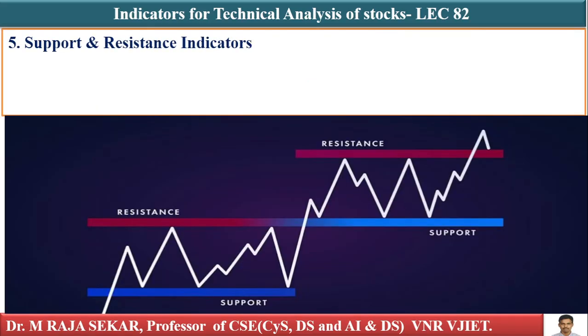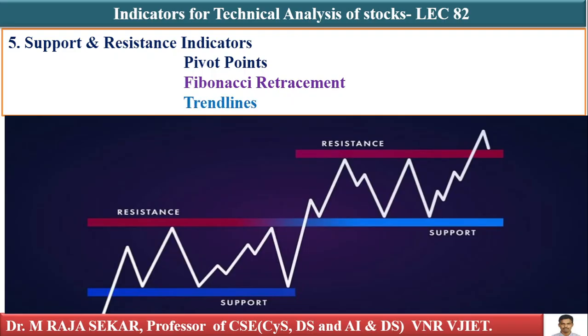Another category, the fifth category, is support and resistance indicators. They highlight key price levels where reversal or breakout may occur. These identify key price levels where buying or selling pressure is strong. You might have heard about pivot points and Fibonacci retracement. I will discuss all these things. Fibonacci retracement identifies potential support or resistance levels using Fibonacci ratios. Pivot points calculate key levels based on previous highs, lows and closing prices. Trend lines we already discussed.